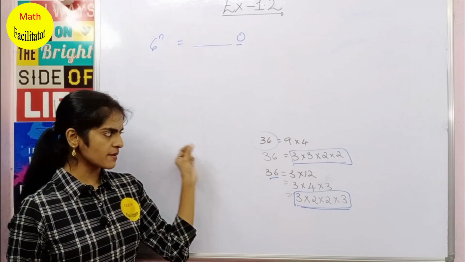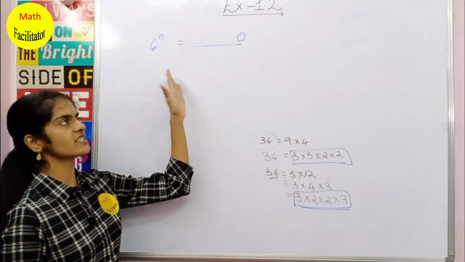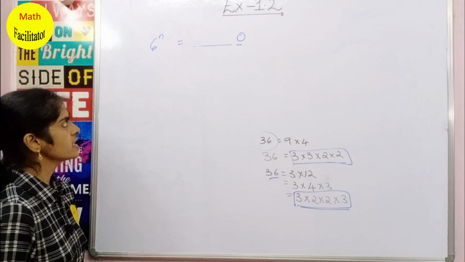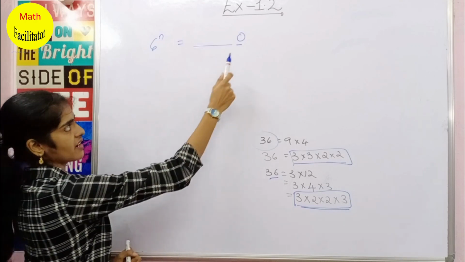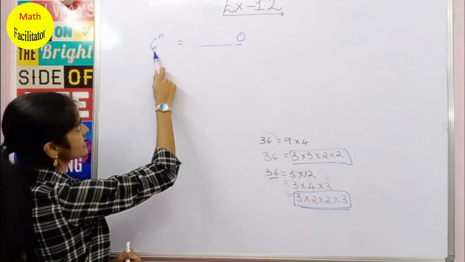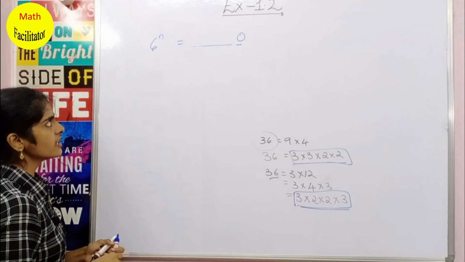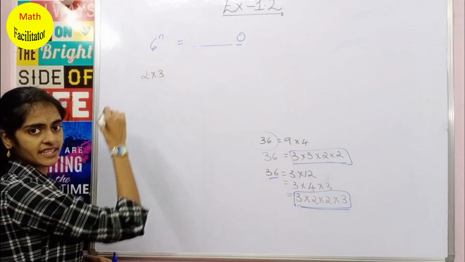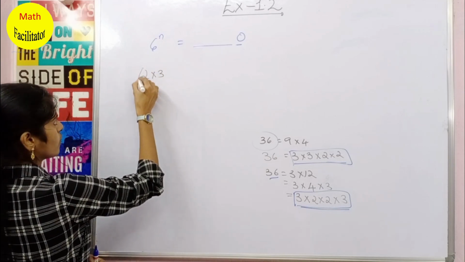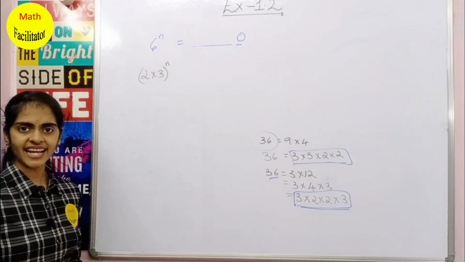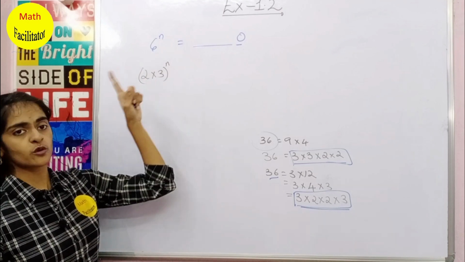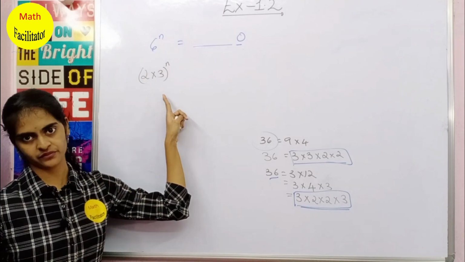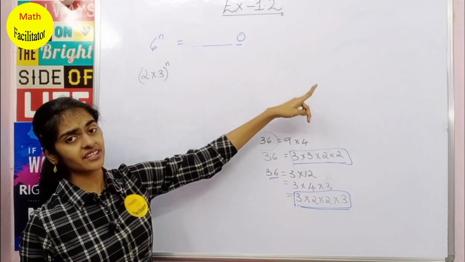So keeping this point in view, let us try to solve this. The question is, will you have a 0 in the units digit for 6 power n? Now 6 you can factorize as 2 multiplied by 3, to the power n. Here 6 has only 2 factors, 2 and 3. That means you can never get a 0 here.